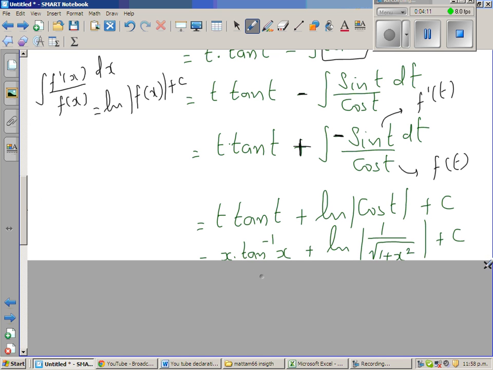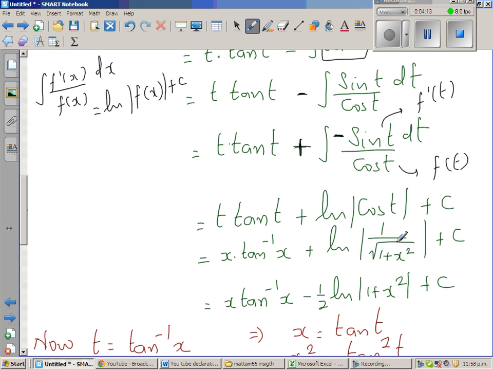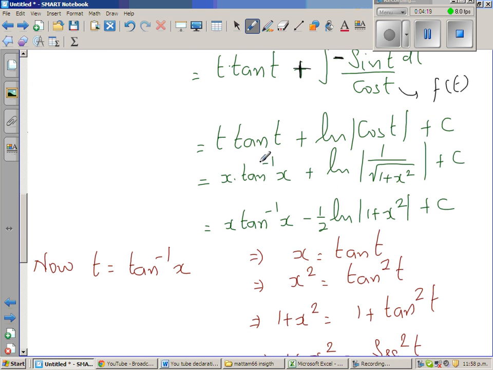I'll remove this. So this is the answer. Now let me explain how from here you can get this. Let us understand up to here. To understand these two steps, I'll go over these steps first.